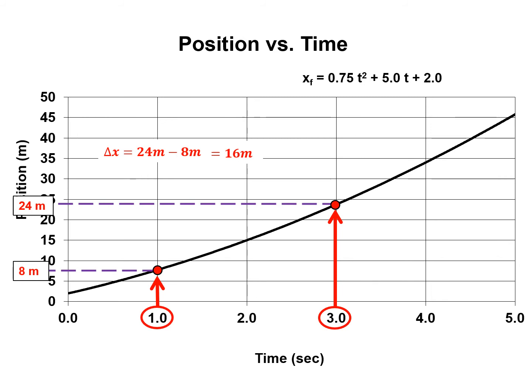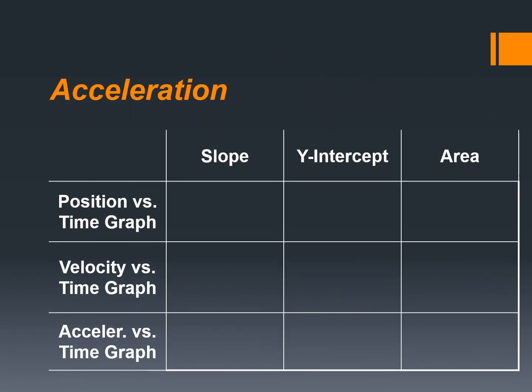So for the velocity versus time graph, if we take the area, we get displacement. For the position versus time graph, if we take the slope, we get velocity. So it's a lot of information. Let's go ahead and organize it inside of a chart.